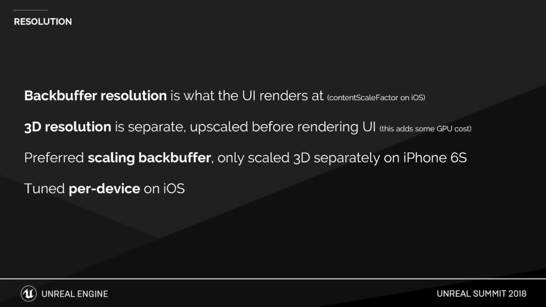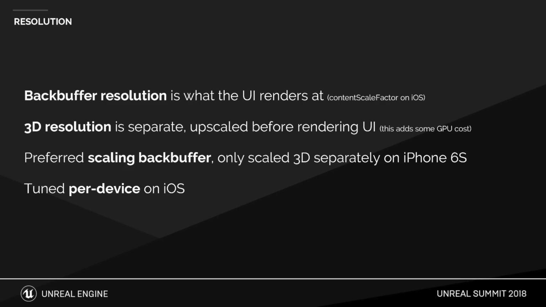So for resolution, as I said earlier today, the back buffer resolution is what we render the user interface at. And we have a separate adjustment we can make for the 3D scene. We try not to use that. We try just to scale the back buffer because there's some cost to the upscale which we wanted to avoid. And so we tried to render the 3D at the same resolution as the user interface where possible. And that was possible on pretty much all our phones except the iPhone 6s.